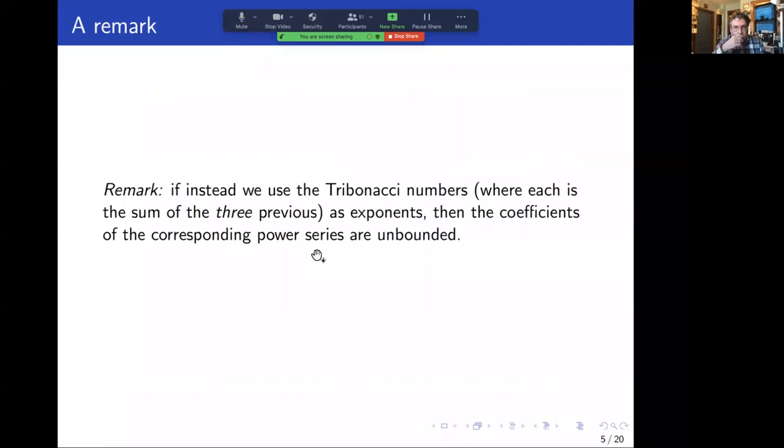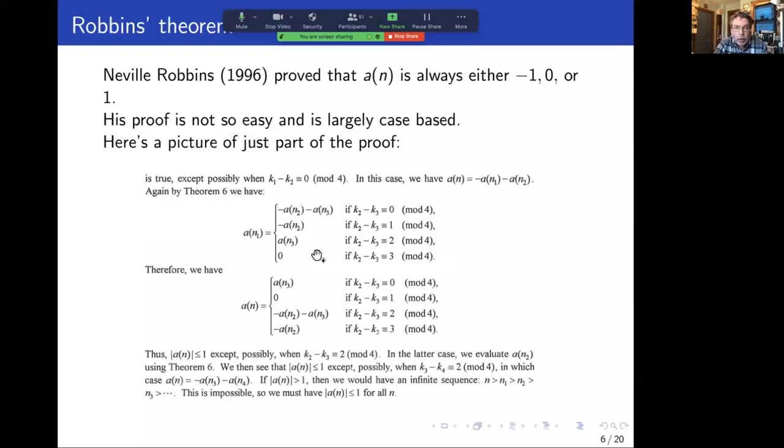First of all, to see that there's something non-trivial going on, if I replace the Fibonacci numbers with, say, what are sometimes called the Tribonacci numbers, where every number is the sum of the 3 previous instead of the 2 previous, then the coefficients of the corresponding power series turn out to be unbounded. So there actually is something slightly unusual going on.